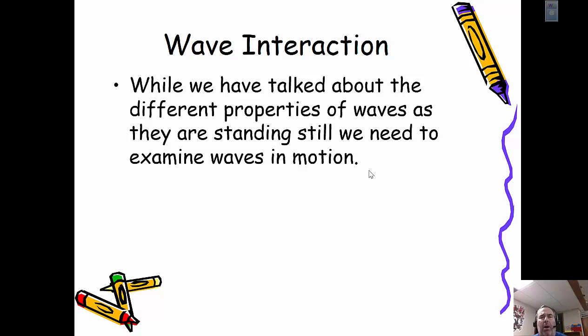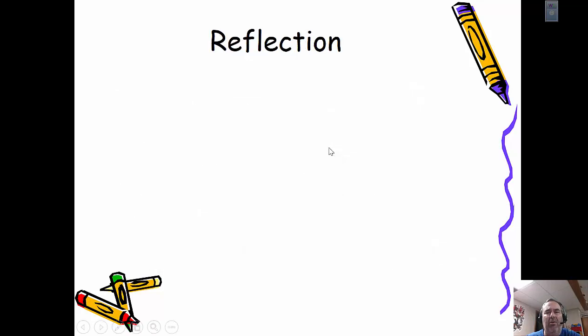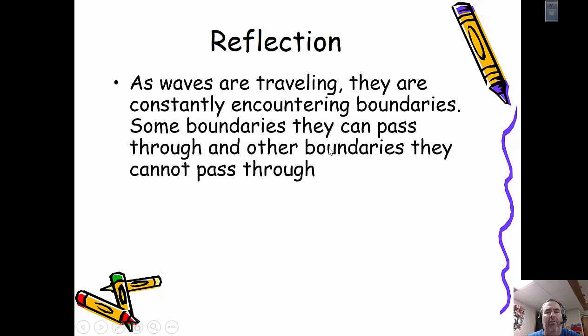We've talked about some of these properties. We talked about amplitude. We talked about wavelength, but a lot of that was with waves standing still, and we know that those waves are going to be in motion. So what we want to do is see how they act around different surfaces, whether it be striking the surface directly, striking the surface at an edge, and we also need to see what happens when these waves encounter one another.